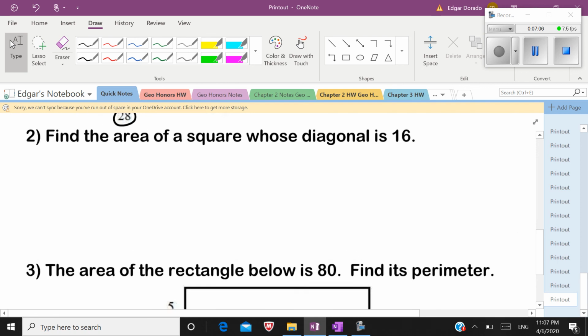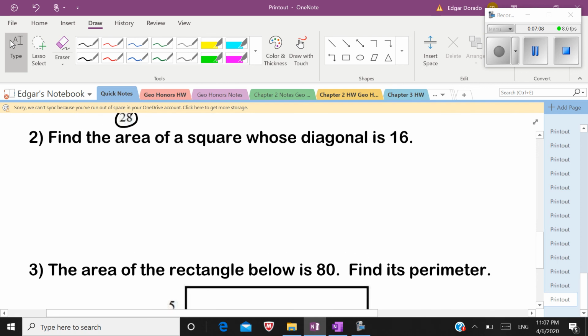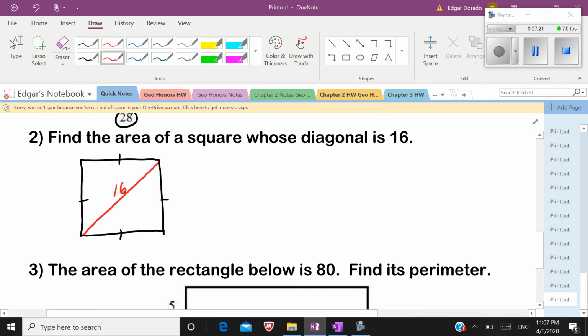All right, the next one says find the area of a square whose diagonal is 16. Okay, so we have a square. It is a square, so all sides are congruent, and they're telling us that our diagonal is going to be 16. All right, well, let's do some work here.